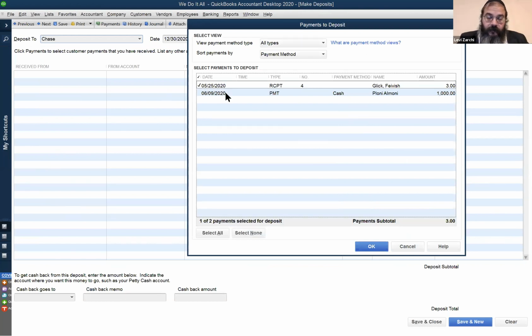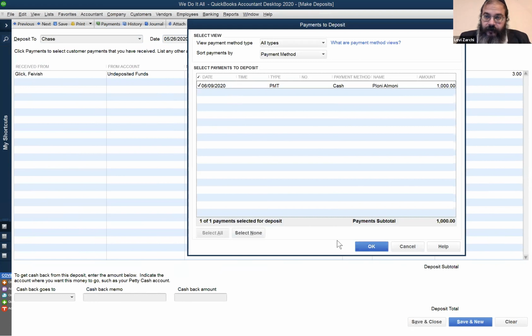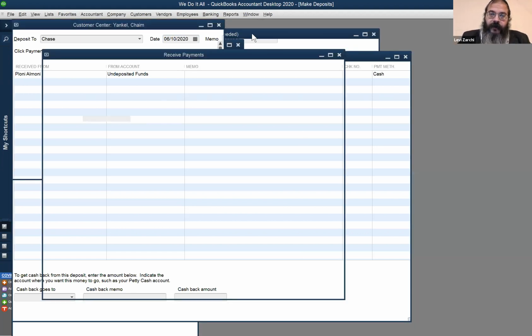So we have payroll to cover, right? So let's put it in. We got a $525 to $3. Let's put it in for, okay, we'll put it in for $526. Let's say that first $3, and then we'll put in the pay cash for $1,000. Plony Amoni always pays cash because we don't even know where he gets his money from. And we'll put it for, let's say, 6.9 or 6.10. It's fine. And now we have more money in the bank.